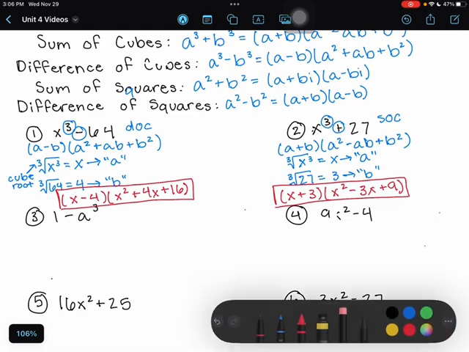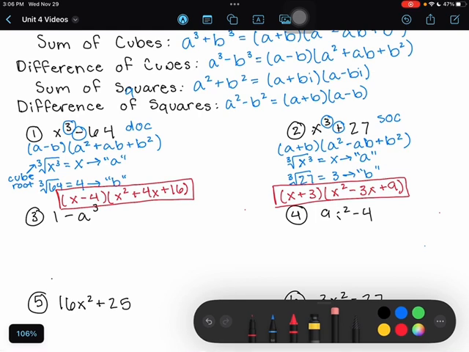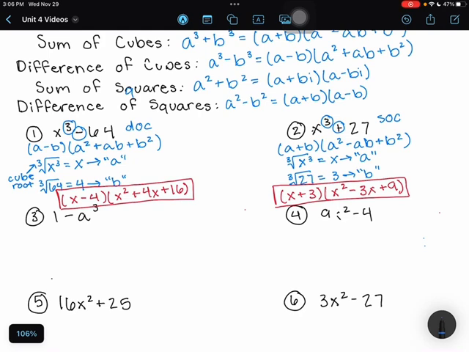So same thing in number 3. I see that I have a cube and a minus. So this is going to, again, be difference of cubes. So I'm going to write down my equation.